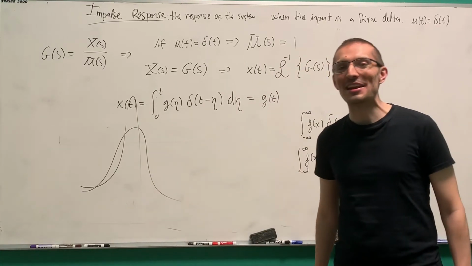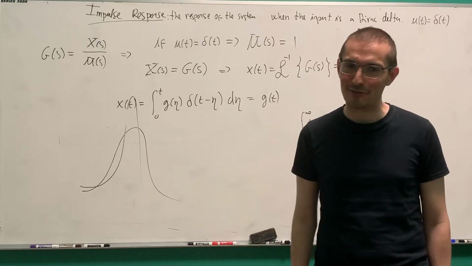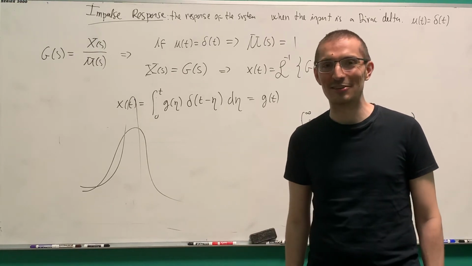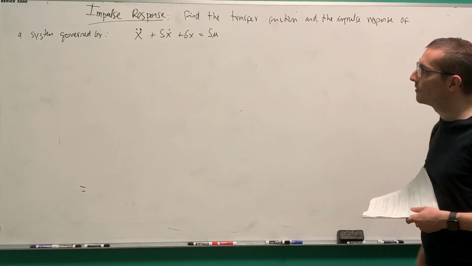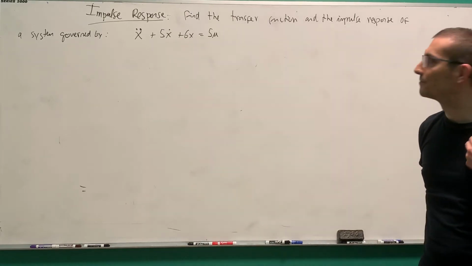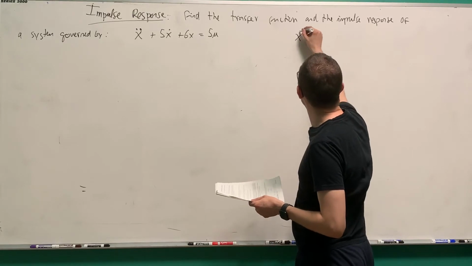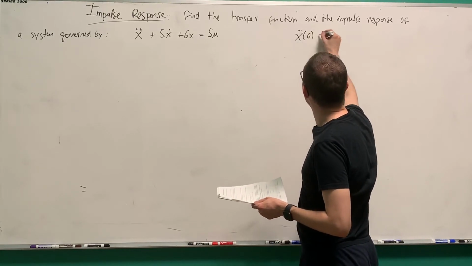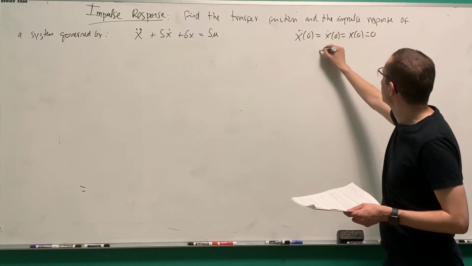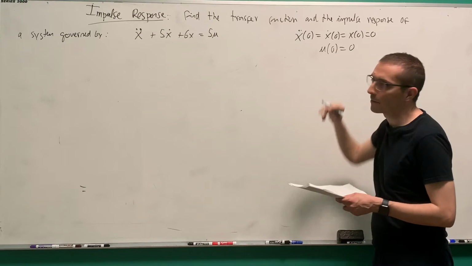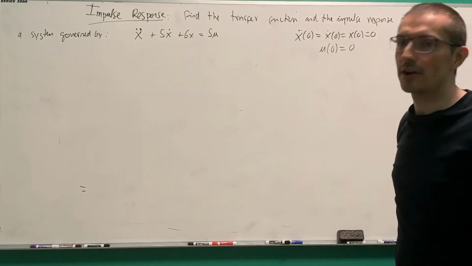Anyway, let's do an example of calculating the impulse response and also calculating the transfer function in the way that we learned before, and compare them and see that they're the same. Find the transfer function and the impulse response of a system governed by that equation. Remember, for transfer function and impulse response, the assumptions are always that x dot of 0 equals x of 0 equals 0, and in this case also u of 0 equals 0. First, let's compute the transfer function.